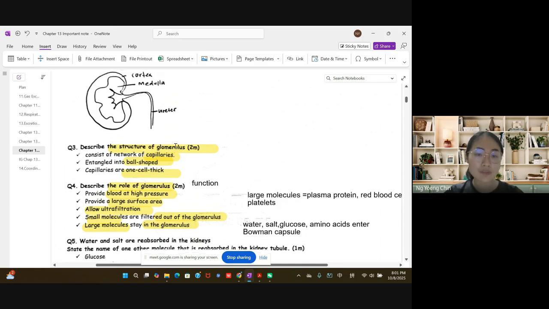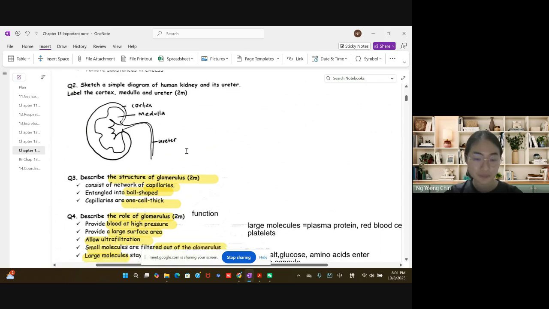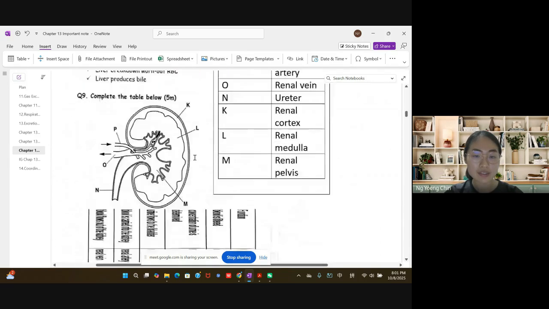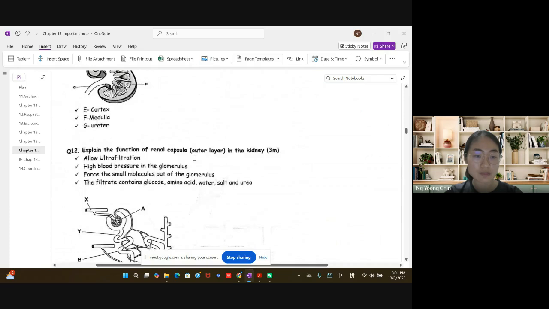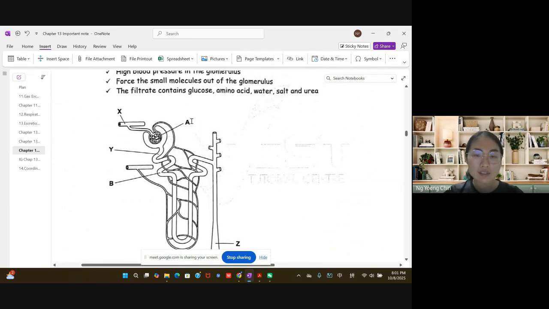The glomerulus is just like a network of capillaries. It's something like this. It didn't show in this picture. See, A will be the glomerulus. So the glomerulus is just like blood capillaries, a lot of blood capillaries joined together to form a network. So this is called a glomerulus.